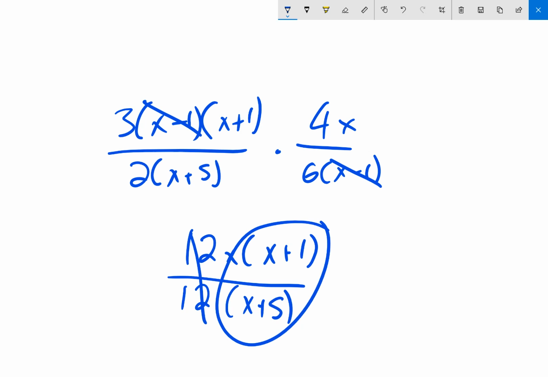So I don't know what I did wrong the first time, but I'm sure you guys will give me a hard time about it. But anyway, that's going to cover it for rational expressions.